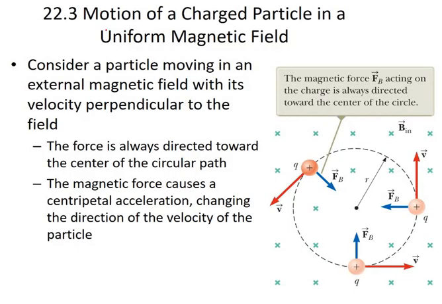Okay, so let's look at this case. Motion of a charged particle in a uniform magnetic field. Now look at this particle. They say here, consider a particle moving in the external magnetic field with its velocity perpendicular to the field. Yes, the velocity is perpendicular to the field. The field goes inside the screen of your computer. The direction of the velocity is perpendicular and it is moving along the circle. And look at the direction of the magnetic force by using the right hand rule, always pointing toward the center.